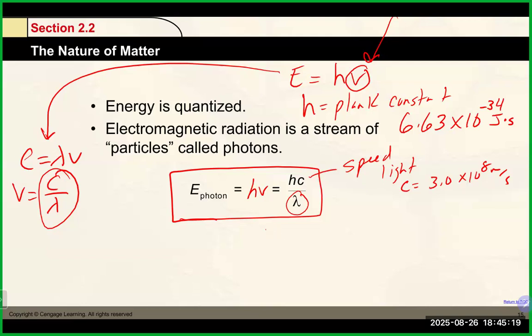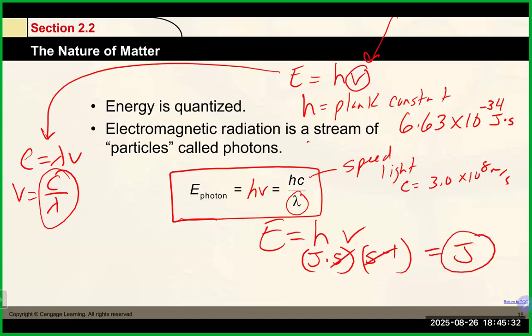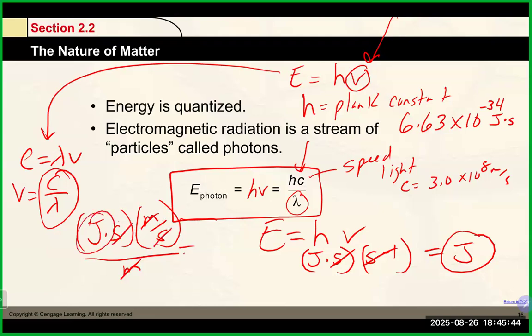Unit-wise, what you're going to end up with here is joules. h is joules times seconds, and the frequency is reciprocal seconds. These two will cancel out, and you will end up with joules. Same thing over here. h is joules times seconds, c is meters per second, and the wavelength here is in meters. Meters cancel, seconds cancel, and you're left with joules. So you should end up with joules when you use this formula and calculate the energy. Any questions on that?